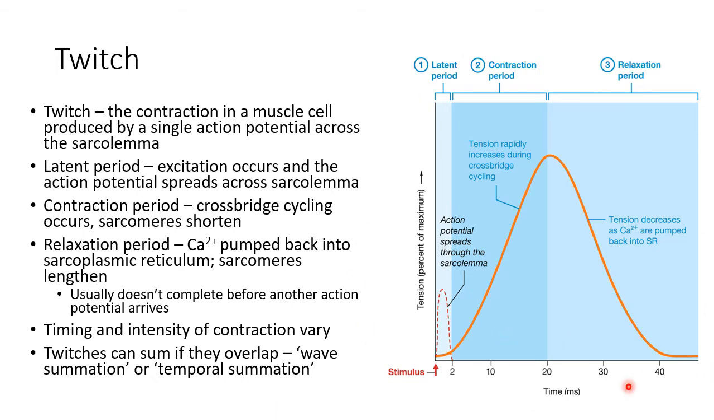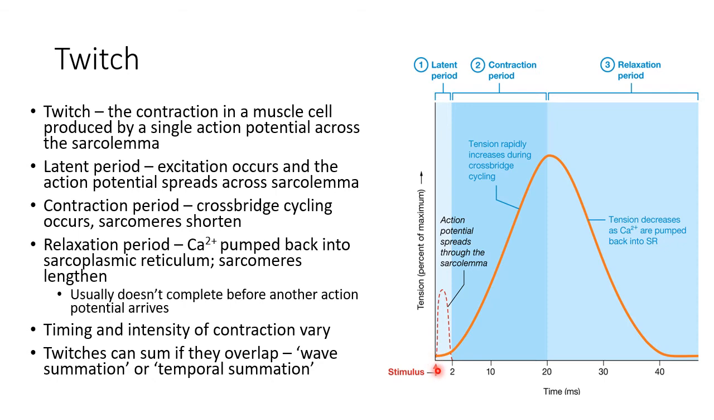This is kind of a graph representing a twitch. You have 3 periods to a twitch: a latent period, a contraction period, and a relaxation period. In the latent period, that's the period between when you have signaled the muscle to contract and when the muscle actually starts to contract, or the muscle cell actually starts to contract.